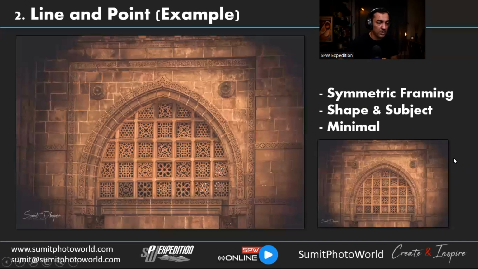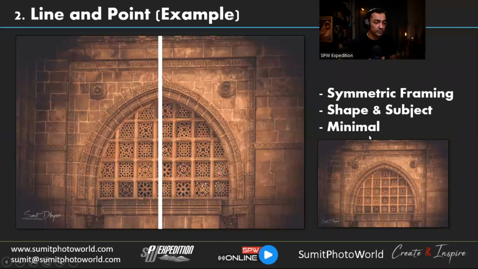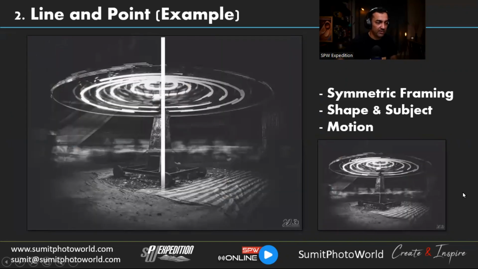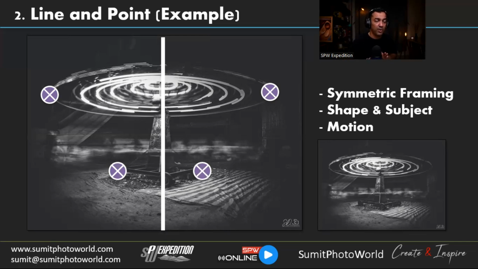This is architecture. I found this architecture a good example of line and point. It's shape and subject again, a minimal composition, and the framing is symmetrical. You can see how we are matching things on both sides. This is an image I captured at a fun fair, and I found it a good example. It's a motion effect. Again, it's shape and subject with symmetrical framing. Every time you divide a frame with a line in the middle, you can see some points that show a mirror effect in the image.